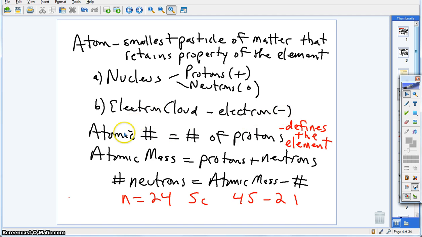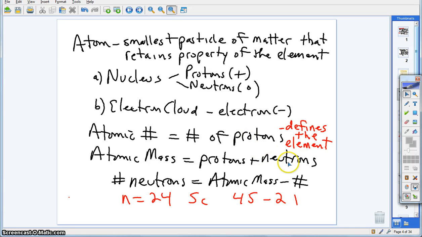Now with those, there's 2 ideas that we really need to be familiar with and comfortable with. The first is the atomic number, and that's just the number of protons in an atom, and that defines the element. Whatever the atomic number is, we can look on the periodic table and we can find out that's what the element is. So if we look, say it's got an atomic number of 6, we know that's carbon. But if we change it to 7, it's no longer carbon, it's now nitrogen. So the atomic number is very important in terms of defining what the element is.